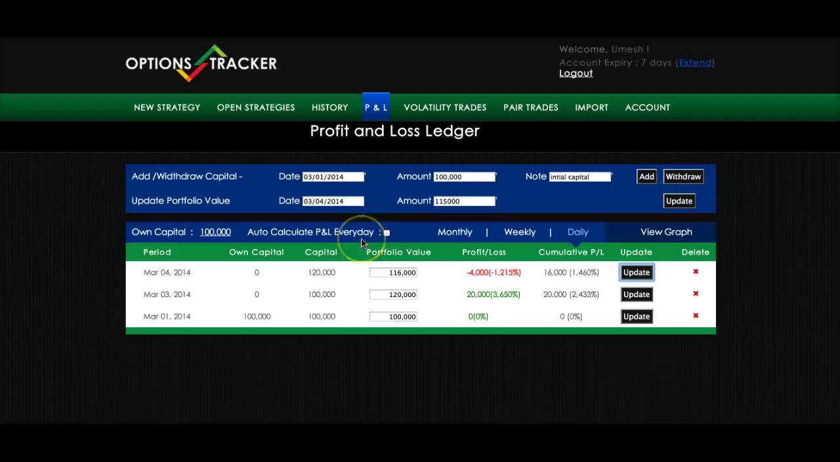And you can auto calculate this profit and loss as well, where OptionsTracker at the end of every day will see how much profit and loss you made on that date. It will deduct the brokerage from that and automatically make an entry in your profit and loss ledger. You can also group this by weekly or monthly.